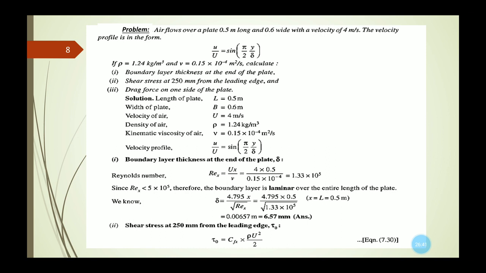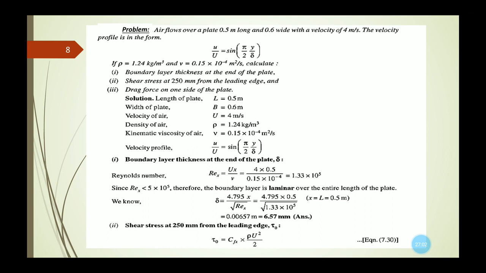So this is actually one constant value, so it may not be given in the question, which we need to remember: the air density 1.24 kg per meter cube. Now the nu, that is the kinematic viscosity of the air, is also given 0.15 into 10 to the power minus 4 meter square per second.